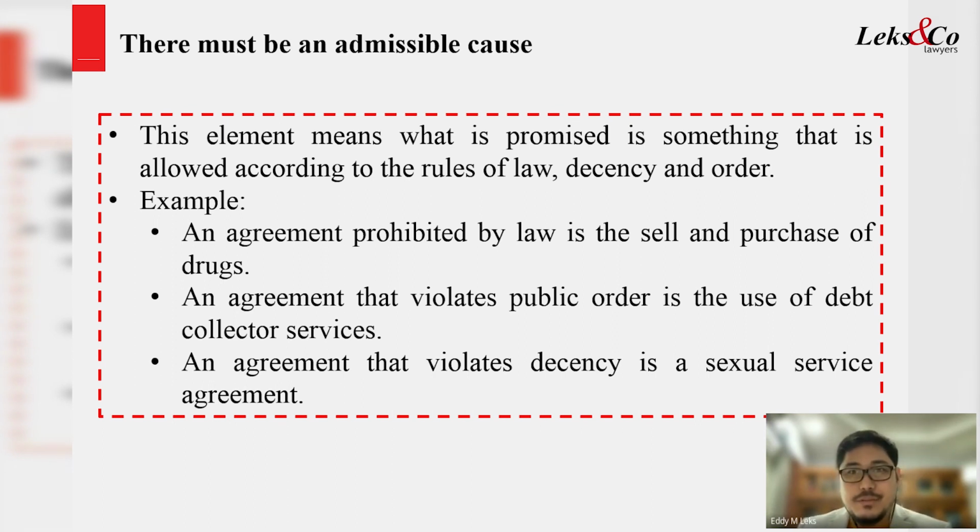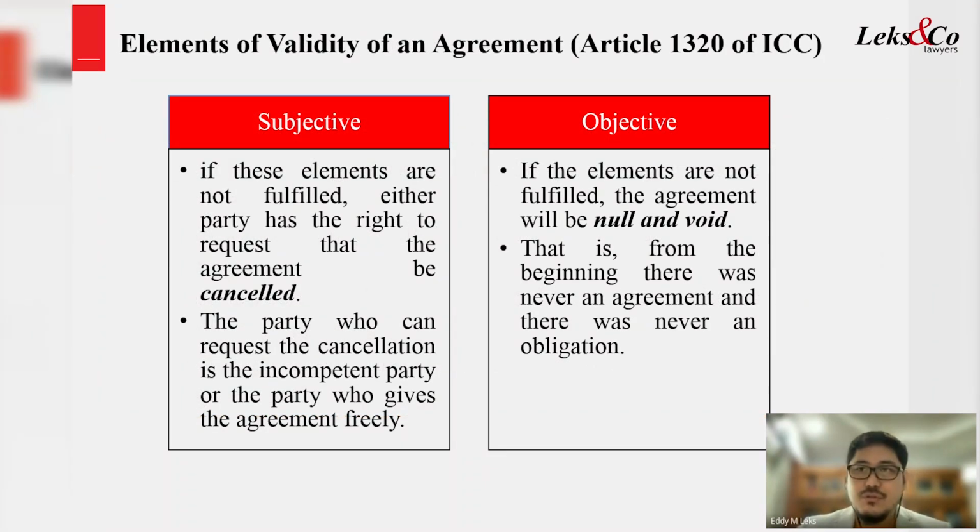So those are the four elements: the consent, the capacity, the subject matter or the object of the transaction, and also the admissible cause. In practice, there will be many variations. The 1335, 1337 will also have many variations. So subjective and objective. If these elements are not fulfilled, either party has the right to request that the agreement be cancelled. So not null and void.